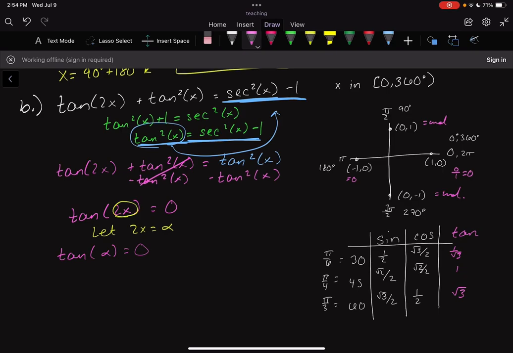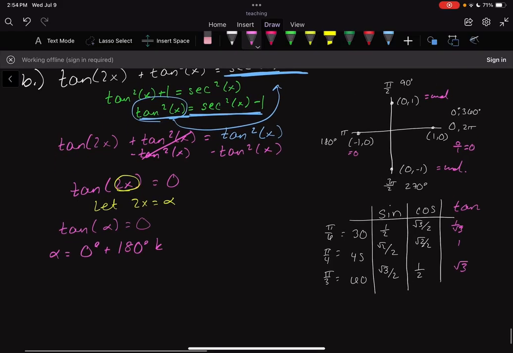Well, that's going to happen at 0 and 180. So I get alpha equals 0 degrees plus 180 degrees k. Remember, for tangent, you don't ever have to write out multiple answers. Usually you can condense it into one by using plus 180k instead of 360. But be careful, I got to put that 2x back in. So this becomes 2x equals 0 degrees plus 180 degrees k. If I divide both sides by 2, I'm going to get x equals 0 degrees plus 90k.